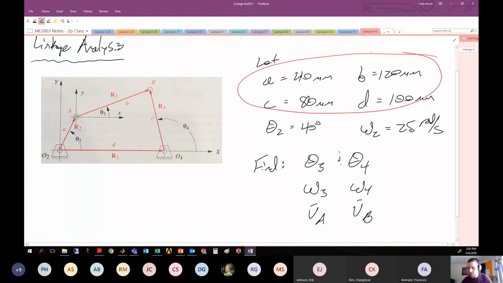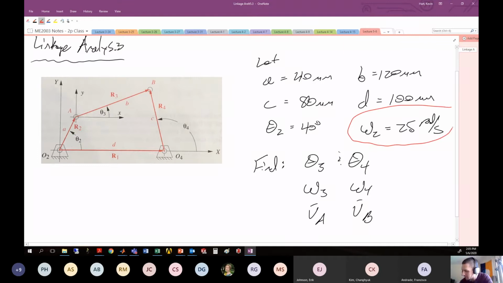I'm going to assume we know what the link lengths are. And then we're told something about the driving angle. Theta 2 is 40 degrees, so that is the initial angle of R2. And we're also told something about the angular velocity of this first link, which is omega 2 is 25 radians per second. So in this particular figure, this is omega 2. It's the angular velocity of this first link, which is the driving link of the system.